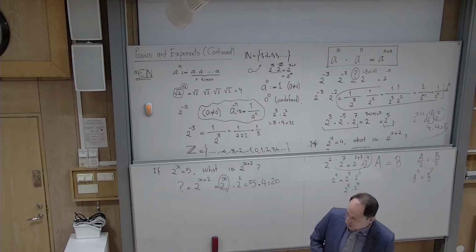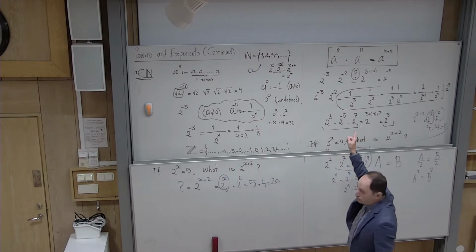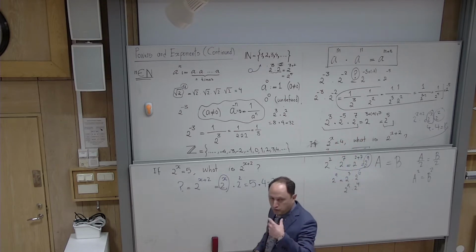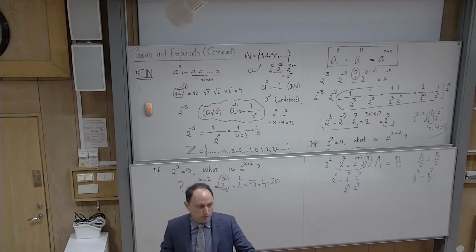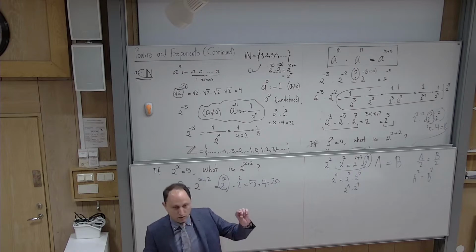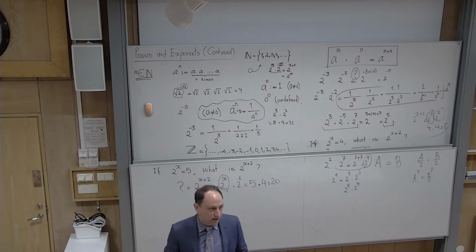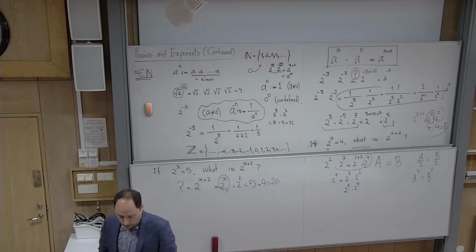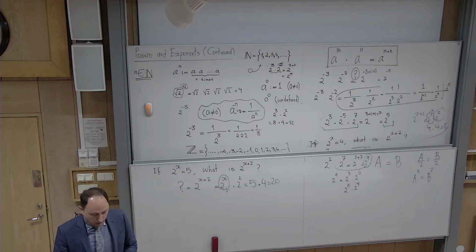Okay, so respect the rules. The first rule, please memorize that, okay? In words, if you want to multiply two powers with the same bases, you can write the same base and add the exponents.